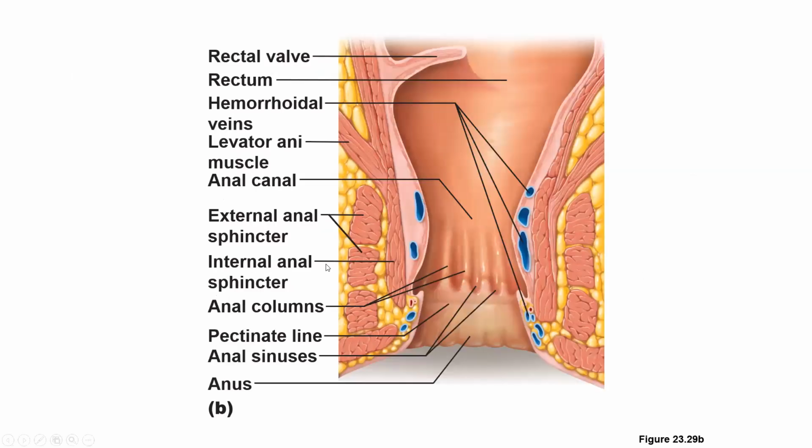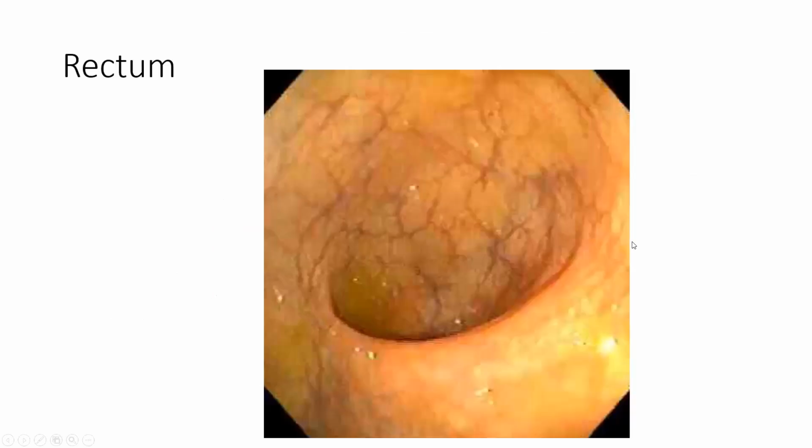So, and of course, here is our anal canal. There's the rectum up here. Here's the external sphincter on the outside. This is the internal sphincter here. This will often let go much earlier than the external sphincter does. But we do have the ability to control defecation. There's our rectum.